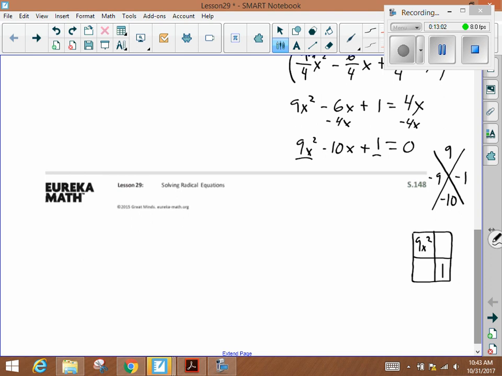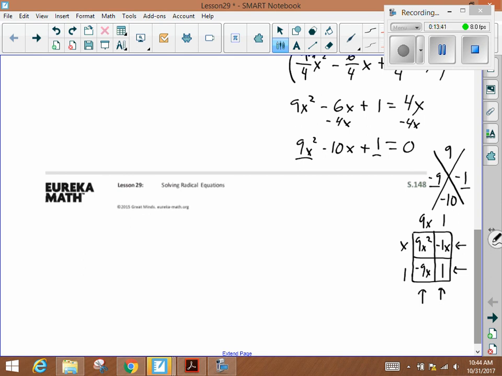In the box, I'm putting my negative 9, and I'm giving it an x, and I'm putting my negative 1 over here, and it gets a variable as well. Now I find the greatest common factor of this column, and that's 9x. The greatest common factor of this one is going to be 1. The greatest common factor of this row is going to be x, and the greatest common factor of this row will be just 1, right? And thus it has been factored.